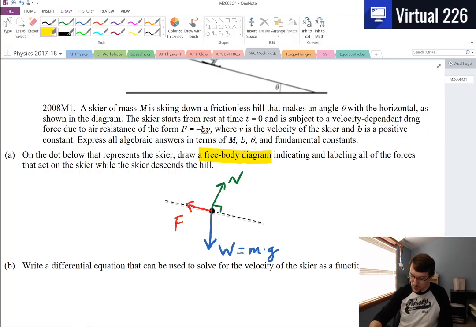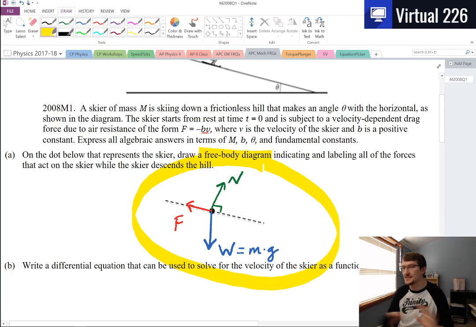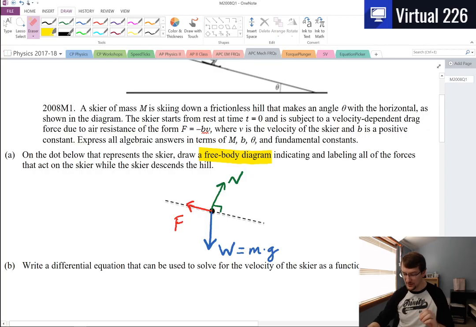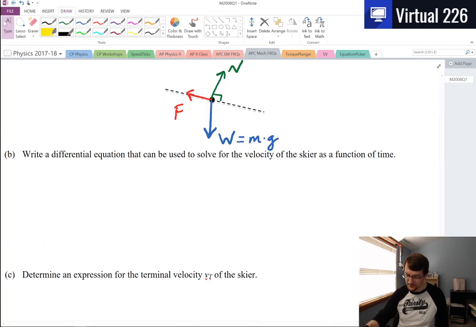So what we have right here, that's it. That's everything. You're done, okay? Do not put extra vectors in there. Do not break these vectors up into their components. That is not what they want you to do here. A free body diagram is just asking what are the force vectors currently acting on the object, okay? So that's it. 3 vectors there, the weight pulling you down, the normal force pushing against the surface, and then the frictional force, that air drag, pulling you back, okay?